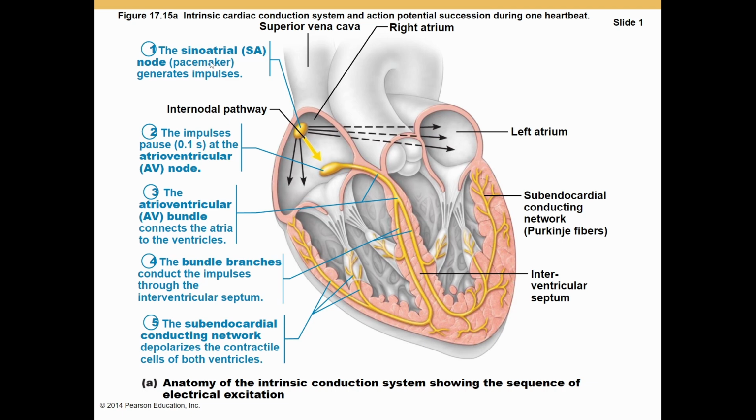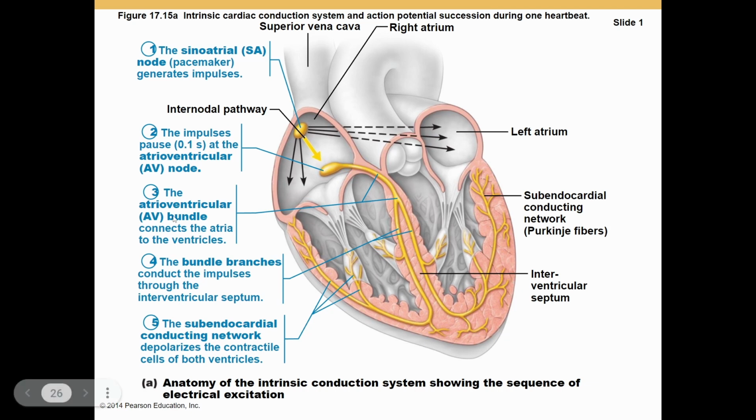So the SA node generates the impulses. It's the heart's pacemaker. The AV node delays the signal by 0.1 second. That makes it, in a way, the heart's gatekeeper. That makes sure that the atria contract completely and the ventricles fill.